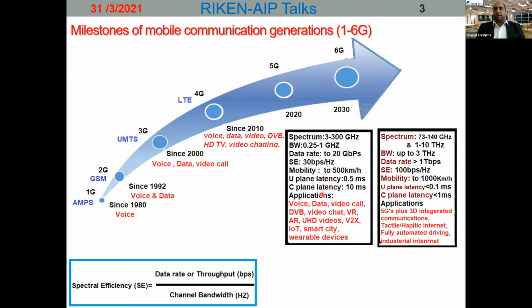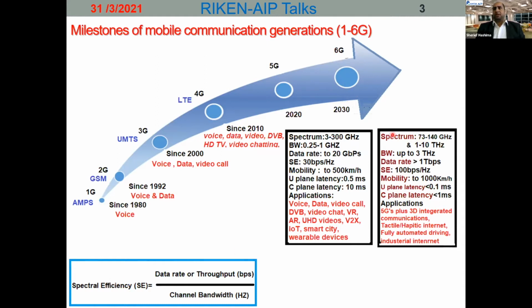And the latency, which is the delay for the signal from the base station to the user and vice versa, is around half a millisecond. The spectral efficiency is the data rate over the channel bandwidth, by which we measure how efficiently we utilize the spectrum.